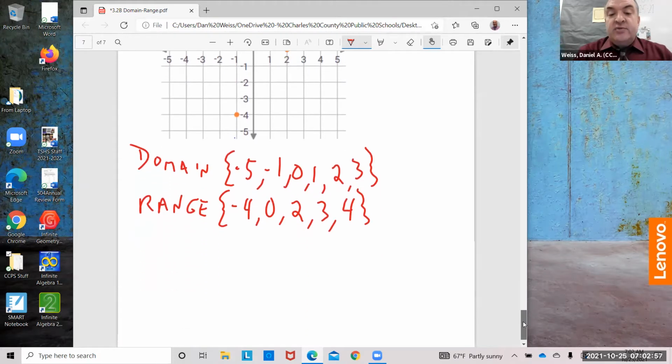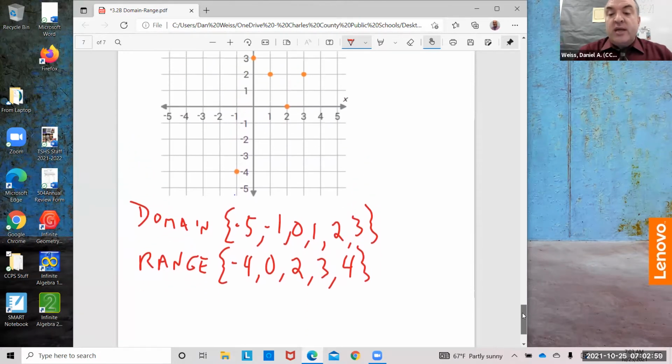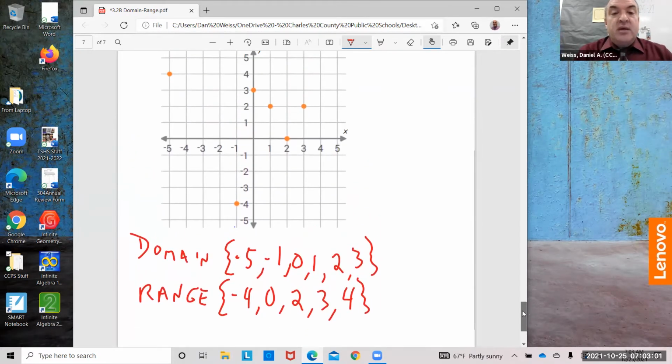So that's what we've done. Function, domain, and range. It's really easy.